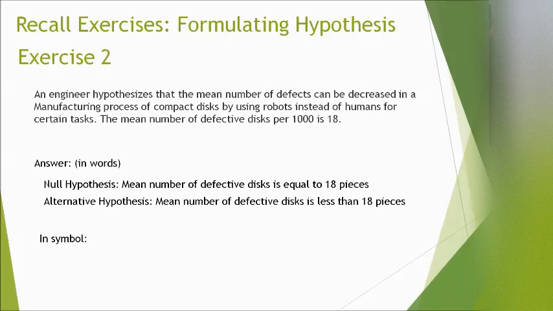pieces. Okay? So transforming it into symbol, formulating the hypothesis in symbols. So H sub 0, population mean, is equal to 18 pieces. Okay? So writing the alternative hypothesis, population mean is less than 18 pieces. So again, that's how you write the null and alternative hypothesis in words and in symbols. Any question, class, before I proceed?